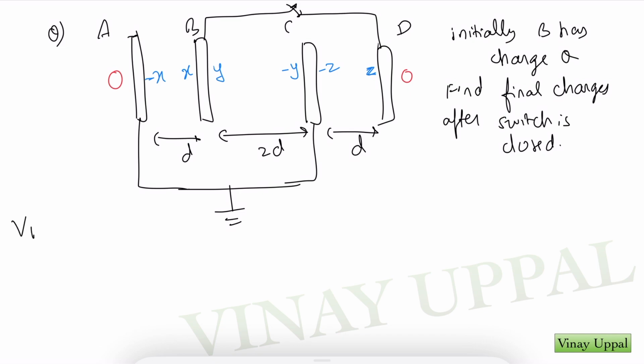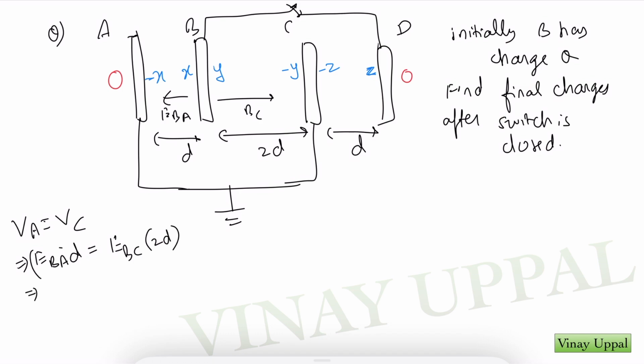So first, potential of A is equal to potential of C because they are both connected to each other. The magnitude of the potential difference is nothing but electric field times distance. So I should write electric field between B and A times d should be equal to electric field between B and C times 2d. Electric field between B and A is proportional to X, and electric field between B and C is proportional to Y. So X is equal to 2Y, that is one relation that I have.